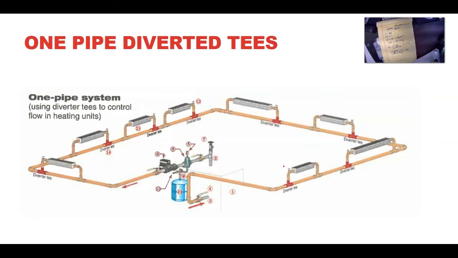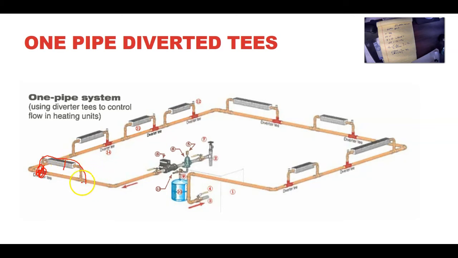Okay, this is one pipe diverted tees. This is a different configuration. It's still one pipe, but each one of them have its own tee. It has a lot of high pressure drop because diverted tees absorb a lot of pressure. So we have one pipe system again, and the water goes to each one of them. But we have a diverted tee here that reduces the intake of hot water into each radiator.